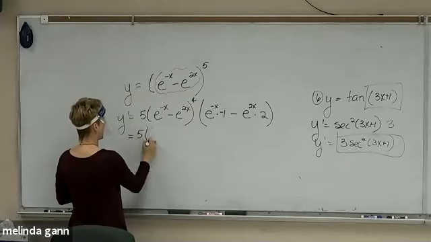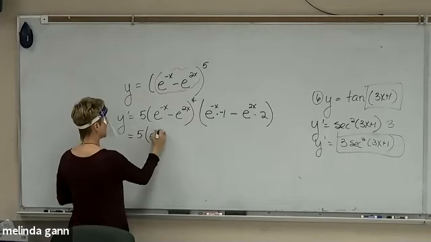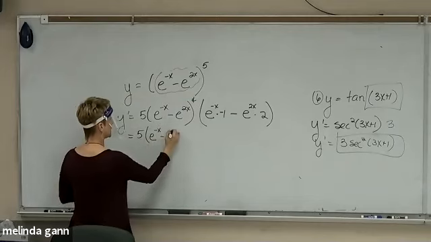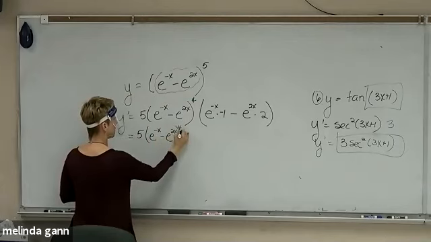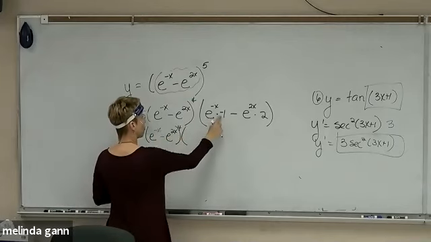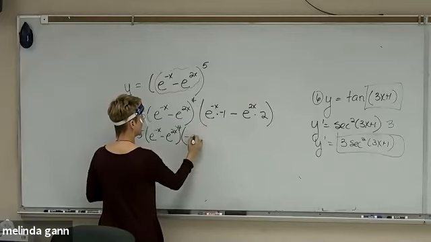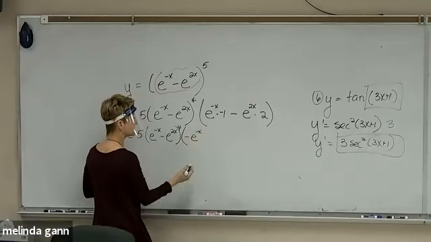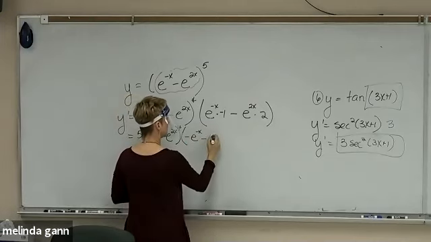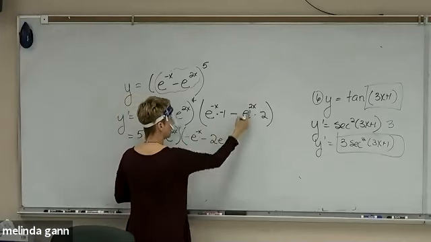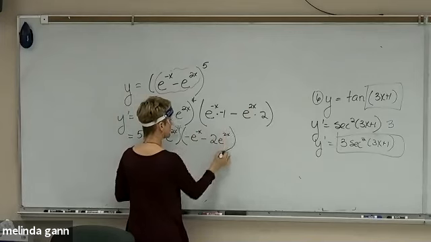So I've got a 5. I've got e to the negative x minus e to the 2x, and that's all to the 4th power. Well, what's a negative times that? That's going to be a negative what? E to the negative x minus what? 2e to the 2x.